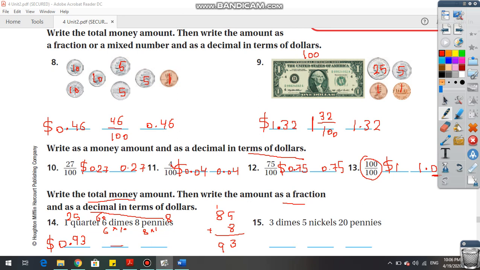Now, how am I gonna write it as a fraction? It's 93 hundredths, and as a decimal, it's 0.93. Now, let's move on to number 15.